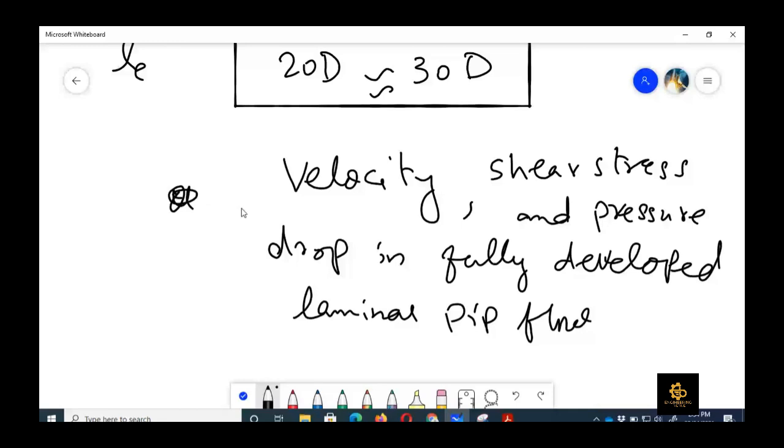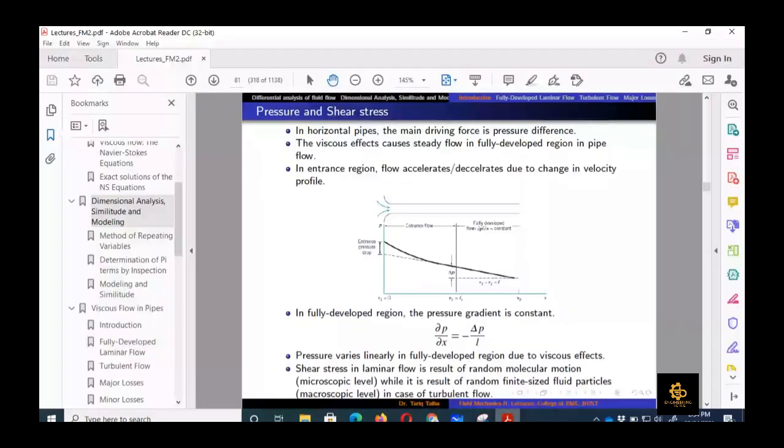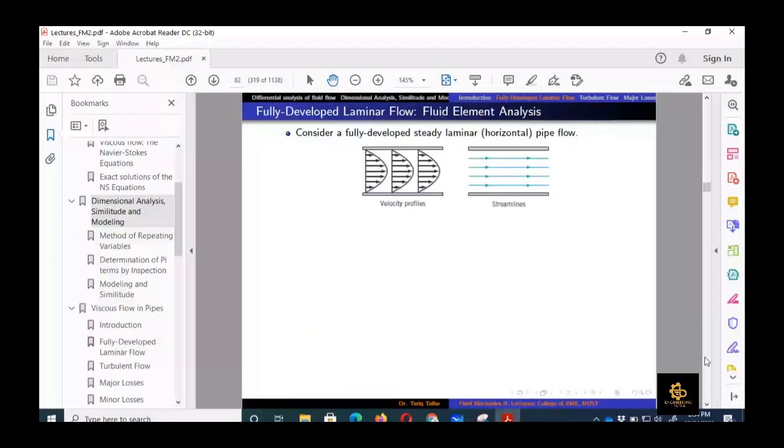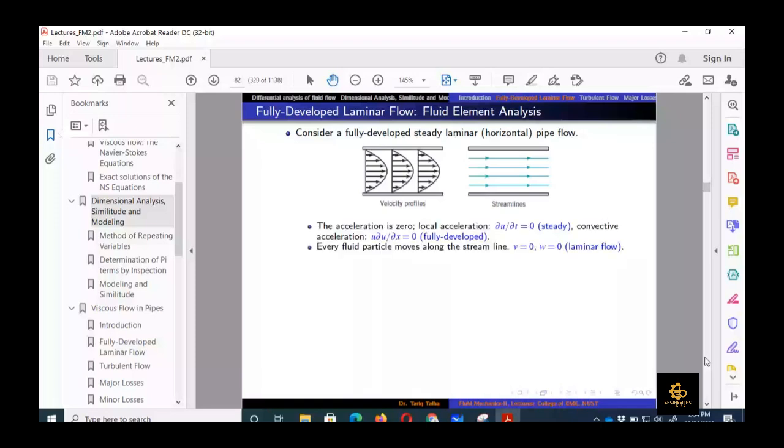For that we need to do the infinitesimal analysis as we did in chapter number 6, and we will be doing quite a bit of derivation. So please concentrate and ask questions where you don't understand the derivation. We consider a fully developed steady laminar pipe flow in a horizontal direction, so there is no gravity force involved here. Because it is steady flow, the local acceleration is zero, and the convective acceleration is also zero because partial u by partial x is equal to zero, as it is fully developed.